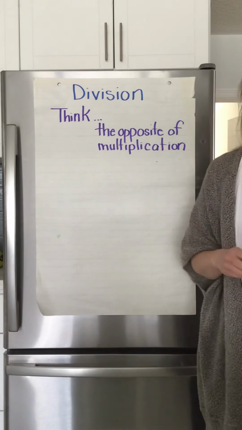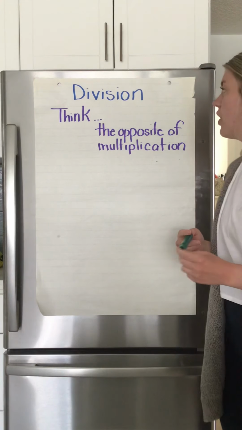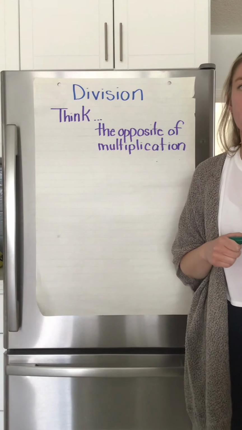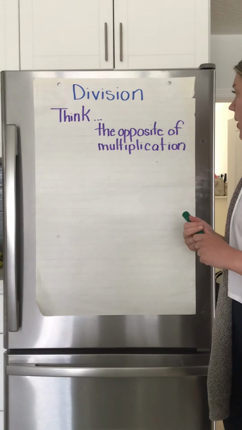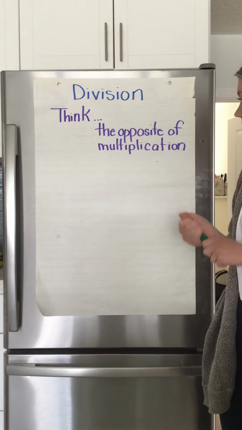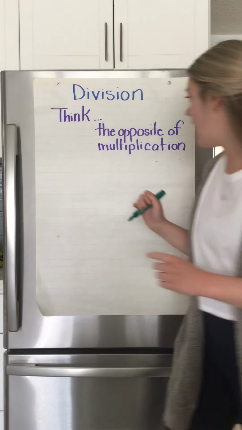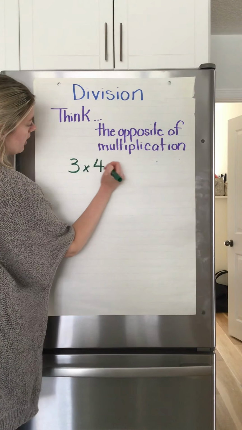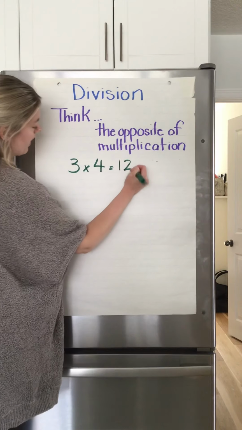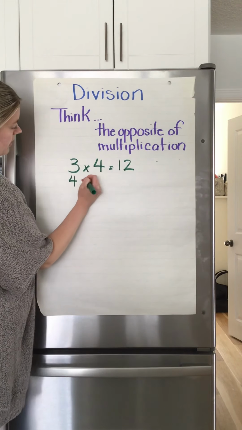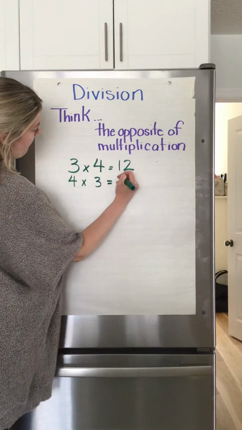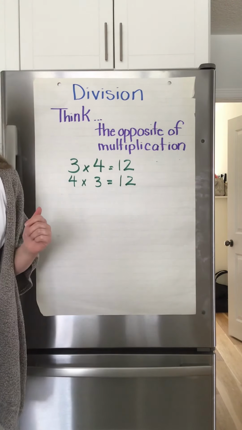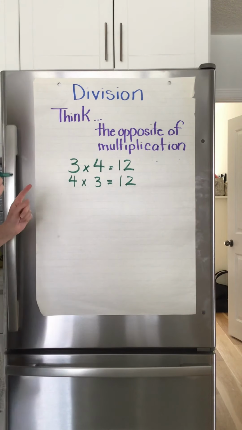Okay, today we are going to be talking about division. So division, the best way to think of division is the opposite of multiplication. So for example, and I've written that here, just think the opposite of multiplication. If I had 3 times 4, I know that 3 times 4 equals 12, and also 4 times 3, just the opposite, equals 12 as well. So when I'm doing division, I want to do the opposite of this.